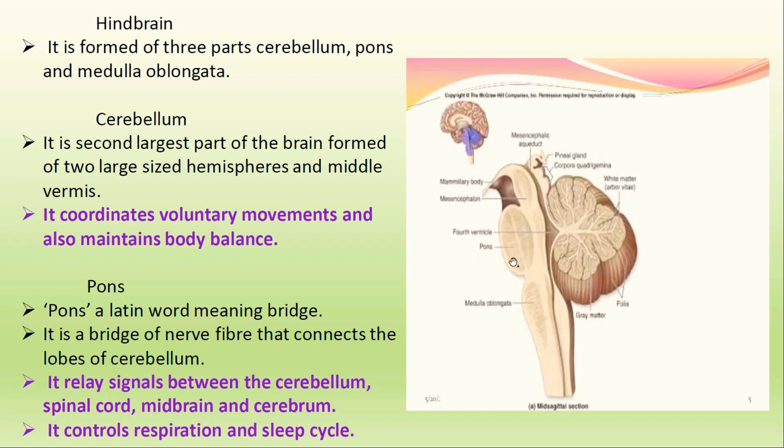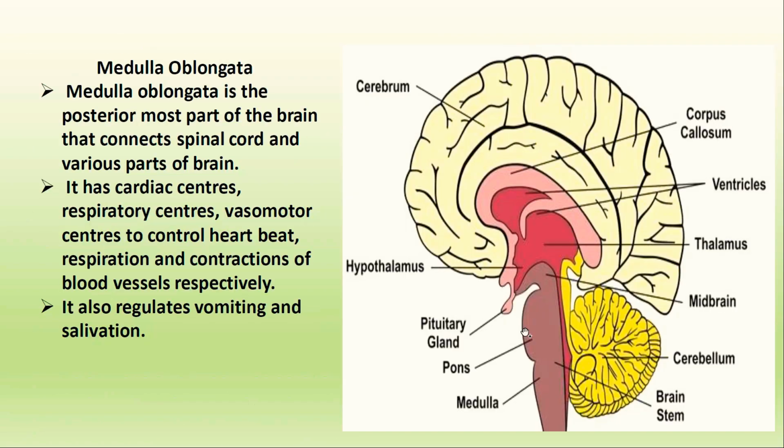Next is the pons. Pons in Latin means bridge. So it becomes a bridge between the lobes of the cerebellum, forming nerve fibers. It relays the signal between the cerebellum and the spinal cord with the midbrain and cerebrum. It controls respiration and sleep cycle. Next comes the medulla oblongata, which is the posterior most part of the brain that connects the brain to the spinal cord. It has the cardiac center, respiratory center, vasomotor centers to control the heartbeat and respiration and contraction of the blood vessels respectively. It regulates vomiting as well as salivation.